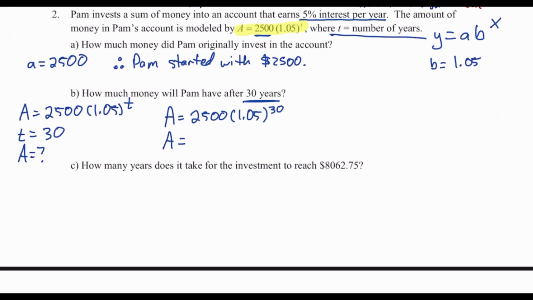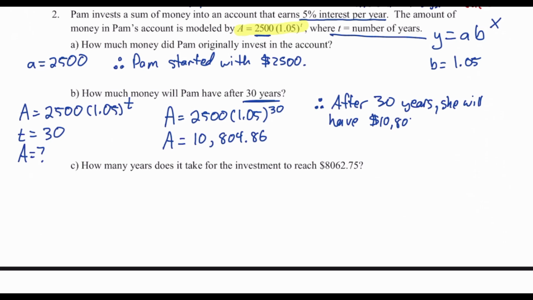Otherwise, you're going to have it set up all correctly, and then you're going to get the wrong answer, and none of us want that. Our answer is going to be 10,804 and 86 cents. So therefore, after 30 years, she will have $10,804.86. And once again, we see that compound interest, which is what this is an example of, and we'll talk about that more later on.